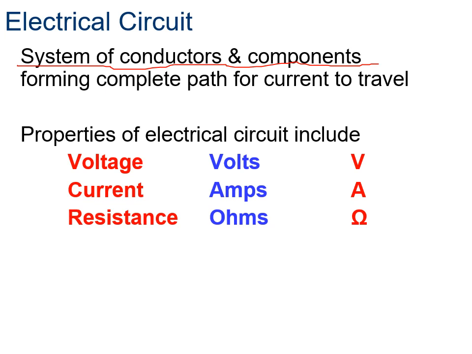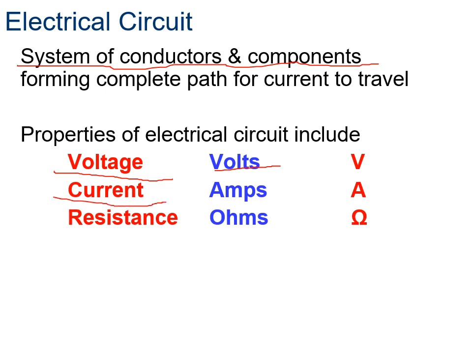There are three properties that make up an electrical circuit. Something called voltage, which we measure in volts. When you talk about a 9-volt battery, let's say, that volts is telling you how much electricity can potentially be stored, how much energy there is, or potential difference, inside the battery.